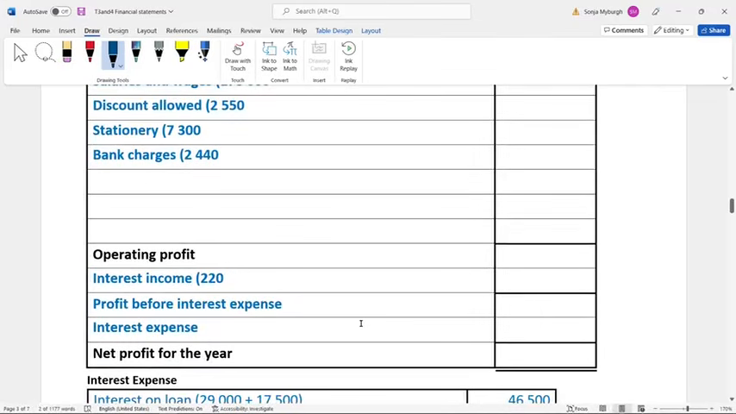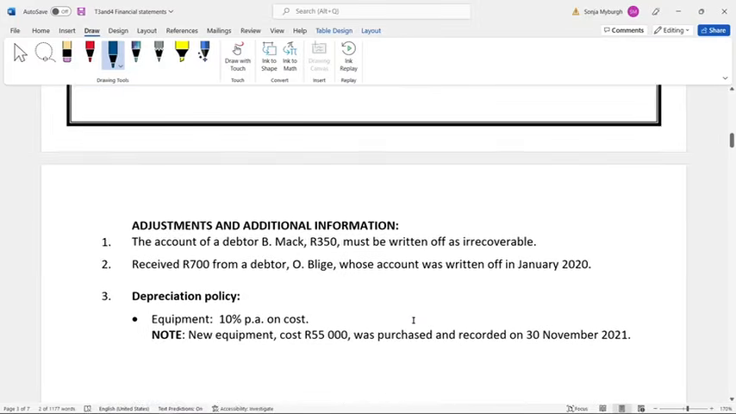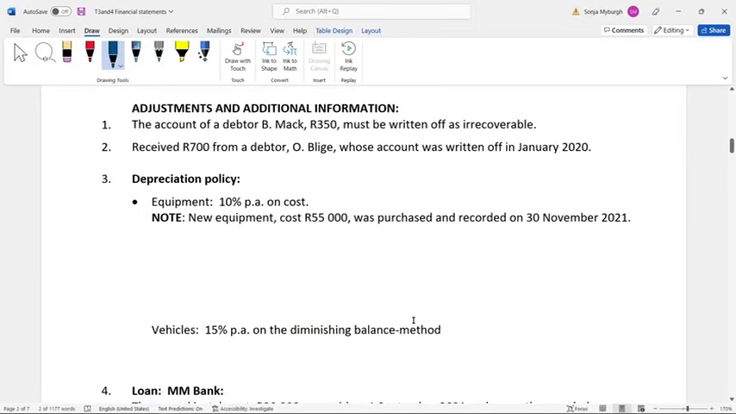And here at the bottom, operating profit, interest income, profit before interest expense, and then interest expense, they've given us the 29,000 interest on loan. They also gave us interest on overdraft. Later on we'll see that we also put that in the note. So now we're ready with step 2. Step 2, we start with the adjustments as it is given, in the sequence that it is given. We don't start from the bottom and work upwards from the statement to the adjustments. We start with adjustments and we work through them.